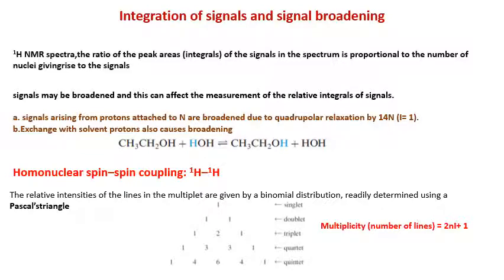Under normal conditions in NMR spectra, the ratio of peak areas, that is, the integrals of the signals in the spectrum, is proportional to the number of nuclei giving rise to that signal. For example, take CH3CH. So there are two types of proton, one is this HA and this HB. If you record the NMR of this compound, the spectrum will look like this.